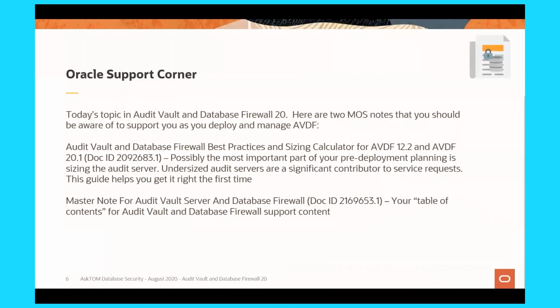In the support corner, this month's topic is Audit Vault and Database Firewall 20. If you're getting ready to deploy Audit Vault and Database Firewall 20, there are 2 support notes that you need to know about. One of those, and this one is hugely important, is 209.268.3.1. This particular support note is the best practices and sizing calculator for Audit Vault and Database Firewall.